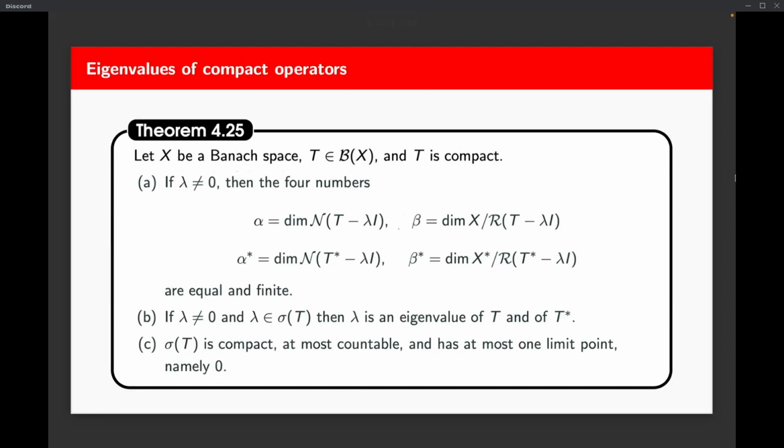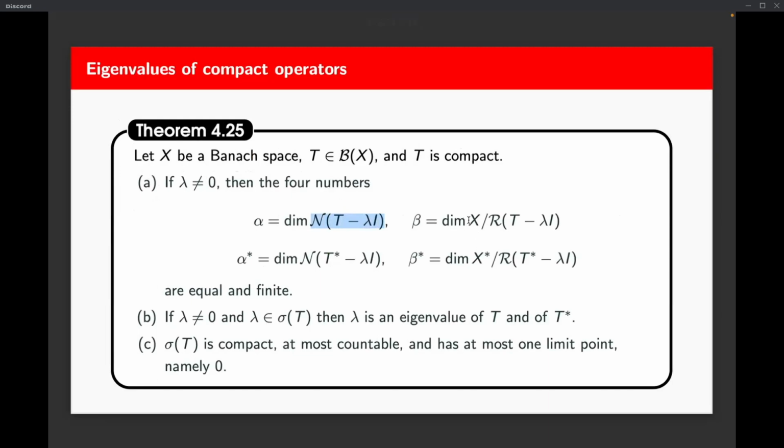And then this is the big theorem of the chapter, basically showing that compact operators behave a lot like finite dimensional operators. So if T is a compact operator on B(X) and X is a Banach space, then for the non-zero scalars anyway, all four of these numbers are the same. So all right, what is alpha? Alpha is the dimension of the null space of T minus lambda I. So that's the eigenspace of lambda if lambda is an eigenvalue.